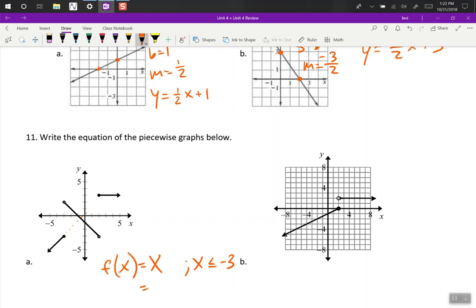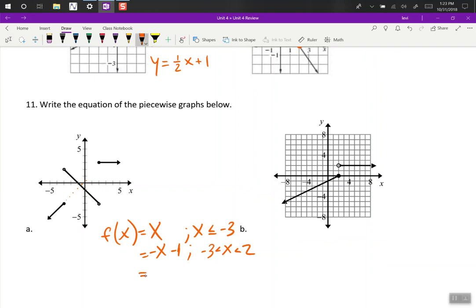Our next one would be this middle one. It looks like we have a y-intercept of -1, and we're going down 1, right 1, so that's -x minus 1 is our equation, and our constraint is from -3 to +2, greater than -3 and less than +2. And our next one, that's all at 3, so that's just f of x equals 3. And our constraint is for values of x that are greater than or equal to 2.